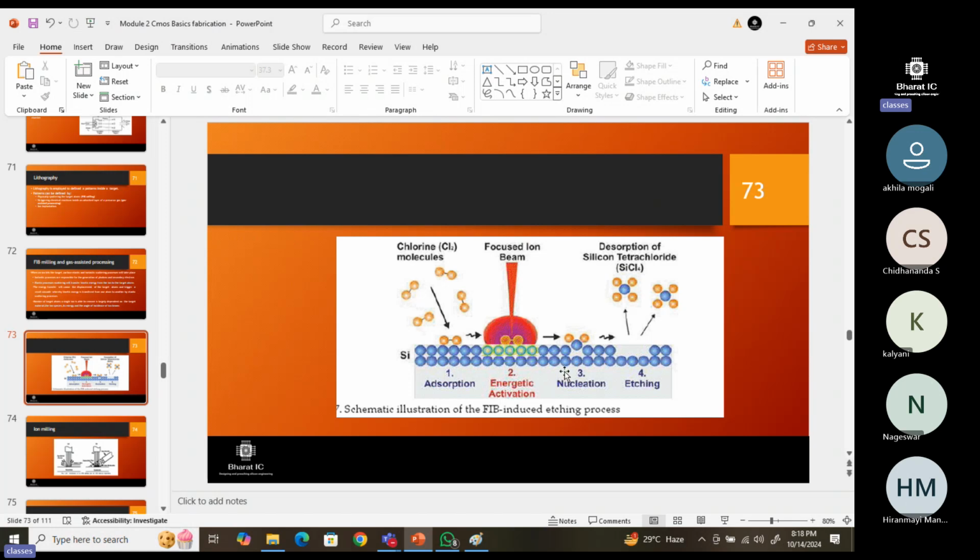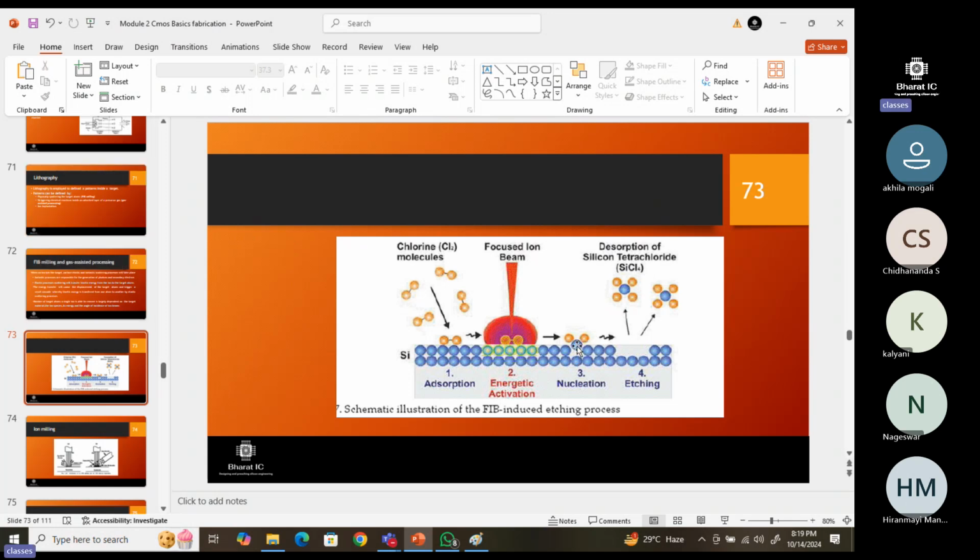You have to draw this substrate. You have to tell that Si is there, chlorine gas is there, FIB is falling, and it is getting reacted and displacing the atoms, which are scattering due to the focused ion beam. Then the resultant liquid is silicon tetrachloride, SiCl4. This is how it is being created.